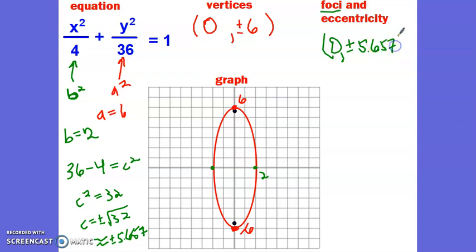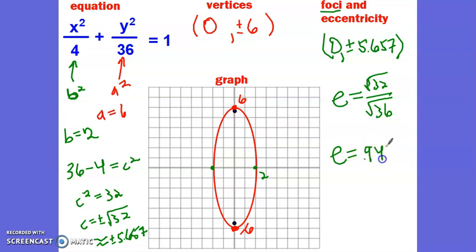And the last thing to find would be our eccentricity. Now, because it's a fairly long ellipse, we expect an eccentricity fairly close to 1, which, remember, we just take our c value, so the square root of 32, and we divide by our a value, which would be the square root of 36, or basically 5.657 divided by 6, and we get 0.943. Again, a number reasonably close to 1.